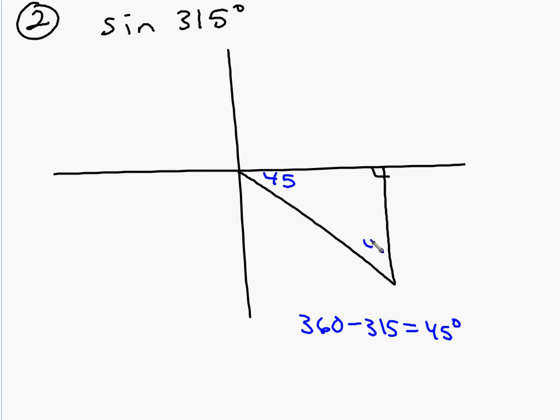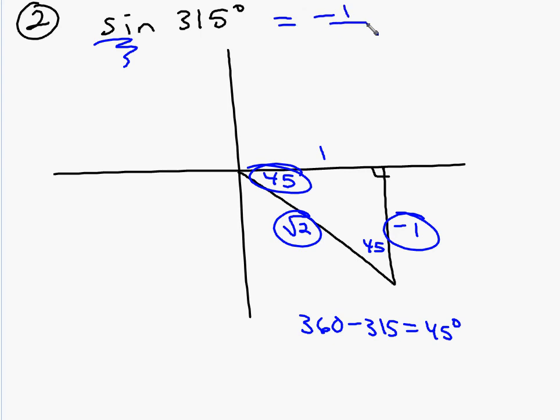That's 45, that's 45. And yes, it is 1, 1, radical 2. But we need to label one of these as negative, this one right here. And so now we are doing the sine of this angle, which is opposite over hypotenuse. So that's negative 1 over radical 2. We rationalize and we get negative radical 2 over 2.